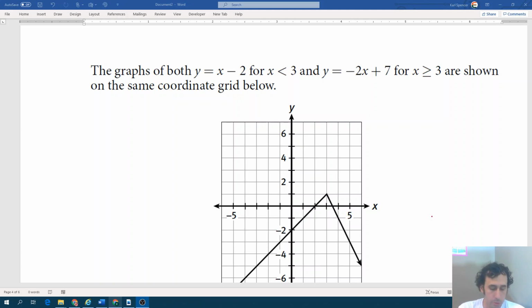Hello, welcome to part 2 of piecewise functions. In our previous video, we looked at how to evaluate a piecewise function. Today we're going to be looking at how to graph a piecewise function.